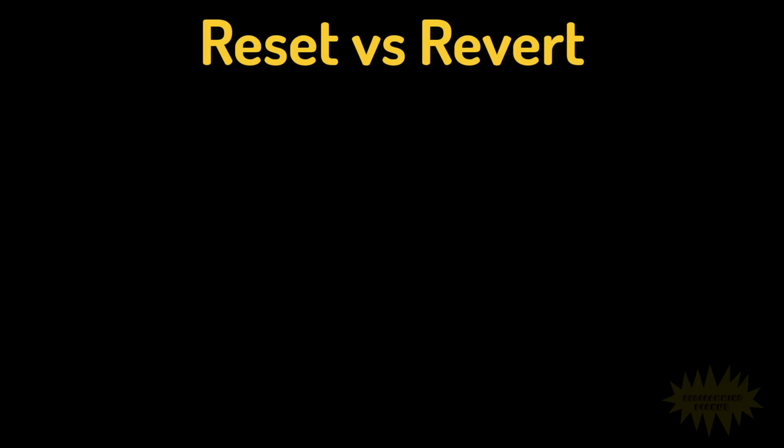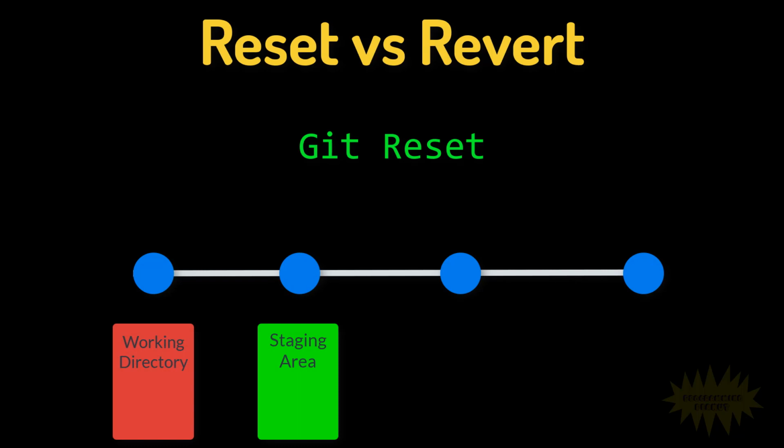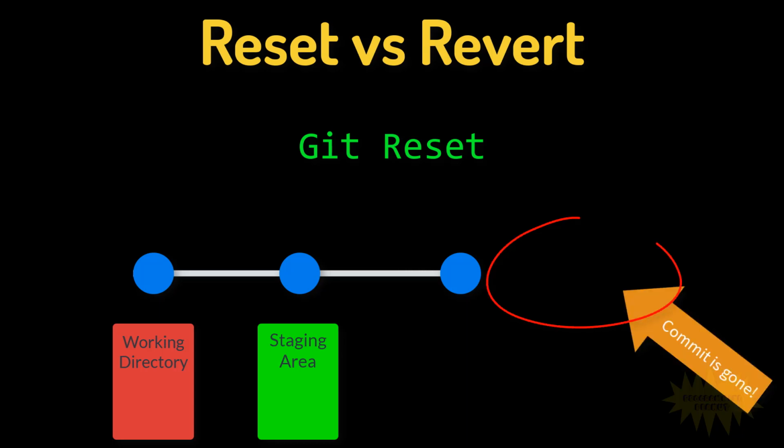It's common for people to get git reset and git revert mixed up. You see, git reset is when you undo a commit and send the changes back to either the staging area, working directory, or you get rid of the changes altogether. Now keep in mind that with git reset, commits are erased from the commit history. This can potentially give you issues when you're trying to merge branches in a pull request, so keep that in mind.